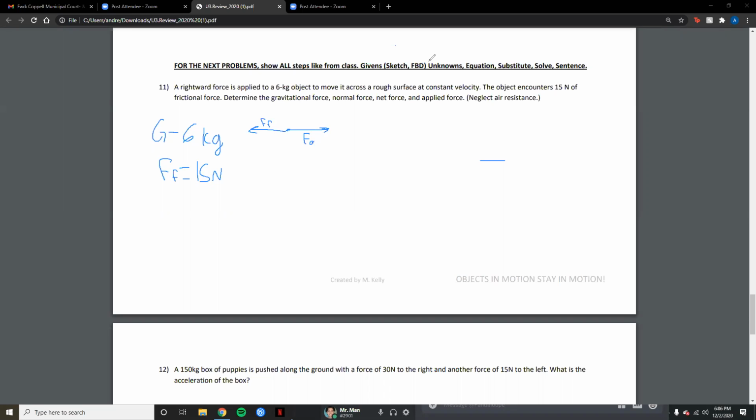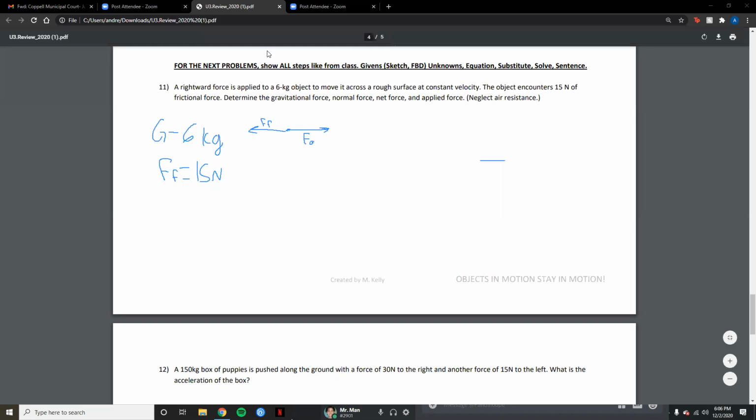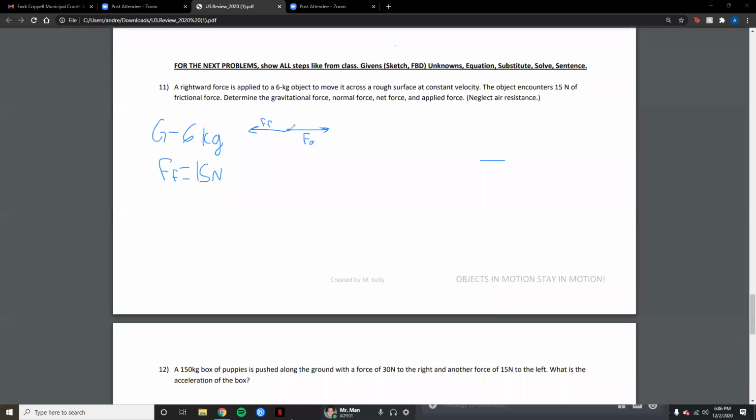Sorry for doing this. And then we have our y's. So our F of G and our F of N. So we're just going to find F of G and F of N because it's the easiest.